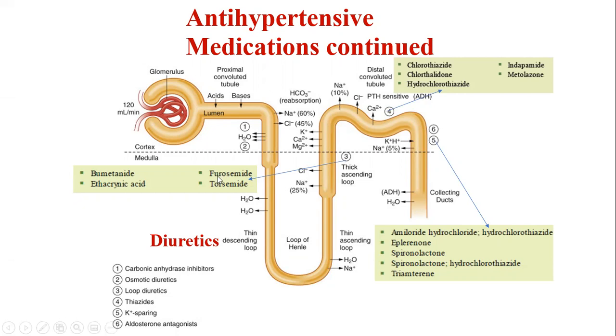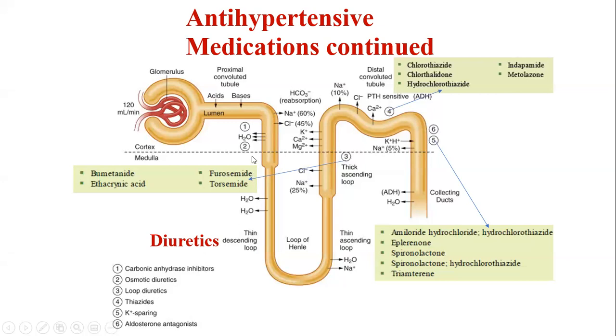So different drugs like carbonic anhydrase inhibitors work in this proximal convoluted tubule. An example is acetazolamide. And osmotic diuretics also work in this proximal convoluted tubule, like mannitol.